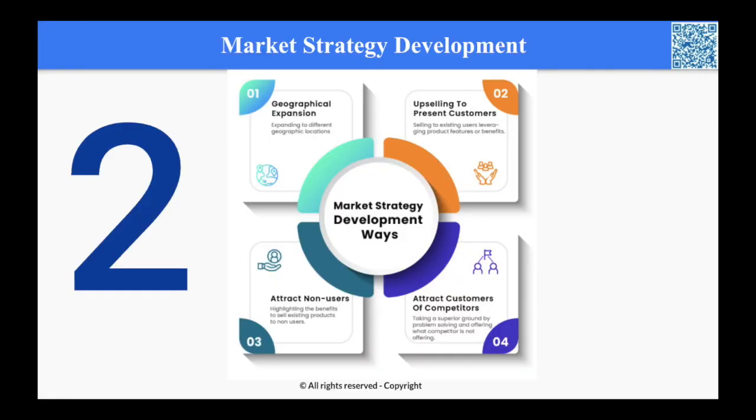So in the second part we talk about marketing strategy and development. Number 1 is the geographical expansion, how you are going to expand in different locations. I'm going to explain this more in the next slide as well. The second thing is how you will upsell to the present customers, selling to the existing users, leveraging your product features and benefits.